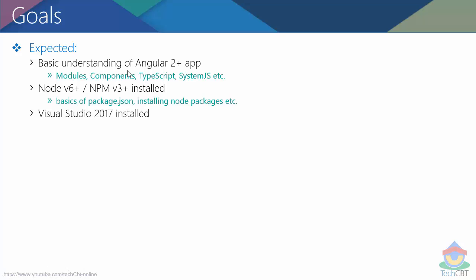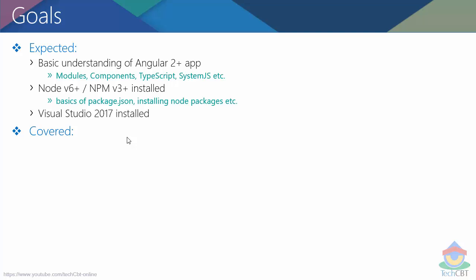On top of that, your machine should have Node and NPM already installed, that is version 6 plus and 3 plus respectively, and you should have a better understanding of how package.json works, which is mainly used to install or uninstall Node packages. And on top of that, you should have Visual Studio 2017 installed.